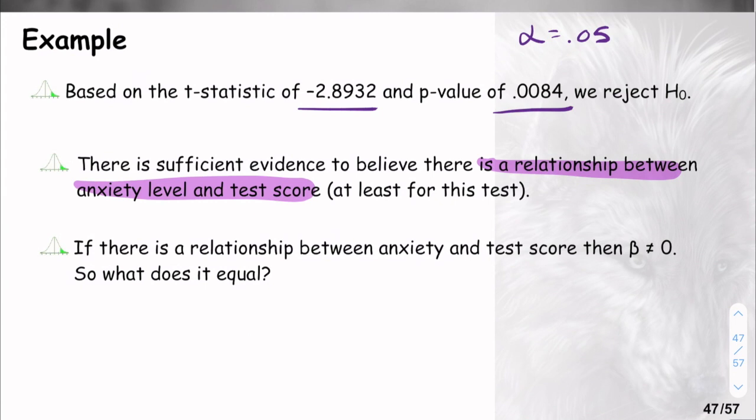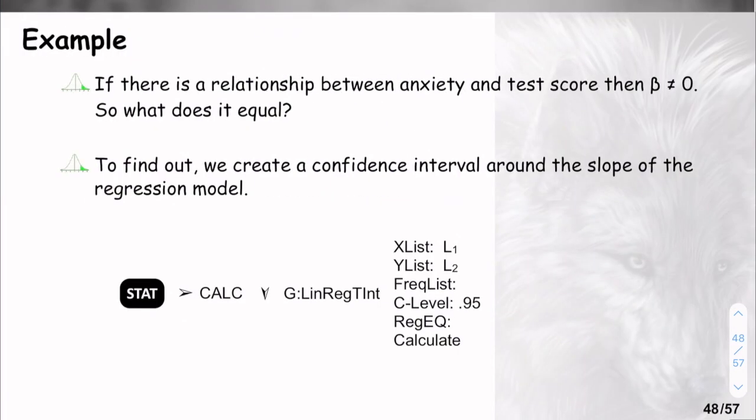So then the question goes, well, if we reject the null, like we always do, can we build a confidence interval that describes what the actual or true slope is? So the question goes, what is our true slope in this case? So again, if there is a relationship between anxiety and test scores, then the slope, our hypothesized slope, is not equal to 0.